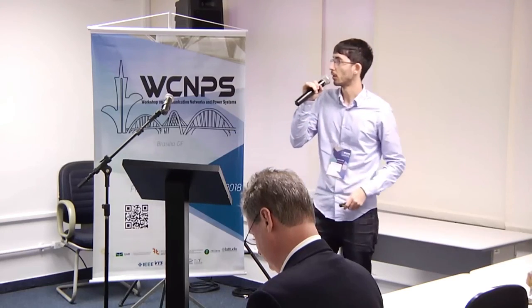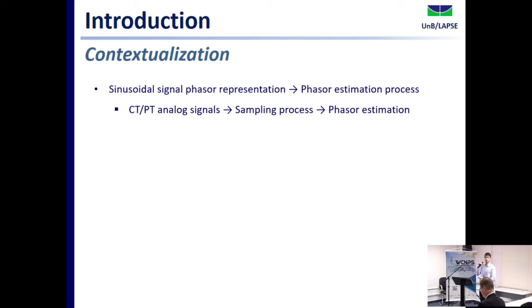So just a brief contextualization for those who are not familiar with phasor estimation. Phasor estimation is basically a sinusoidal signal phasor representation. Simplifying the process inside the relay, we have our CTs and PTs analog signals, and we have a sampling process. After that, we have our phasor estimation, and the output of phasor estimation goes inside the protective relay algorithm, right? And it's based on fundamental frequency.